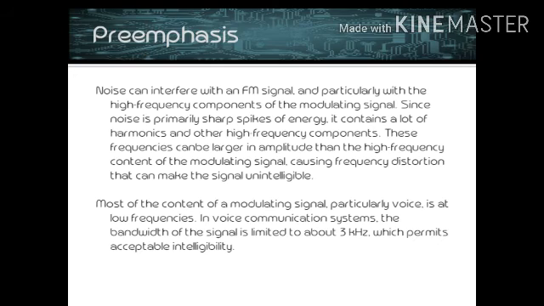Most of the content of a modulating signal, particularly voice, is at the low frequencies. In a voice communication system, the bandwidth of the signal is limited to about 3 kHz, which permits acceptable legibility. To overcome this problem, most FM signals use a technique known as preemphasis that helps offset high-frequency noise interference. At the transmitter, the modulating signal is passed through a simple network that amplifies the high-frequency components more than the low-frequency components.